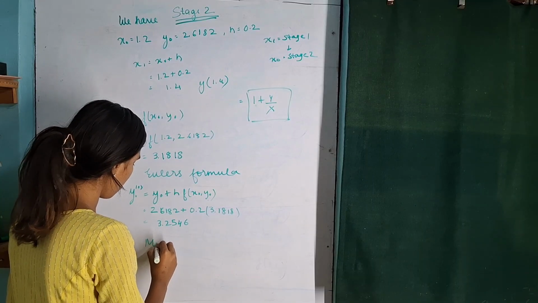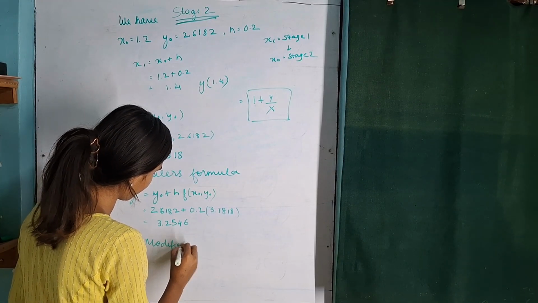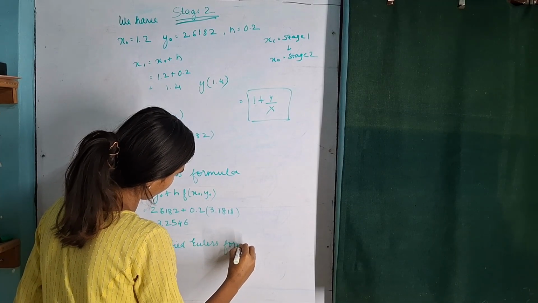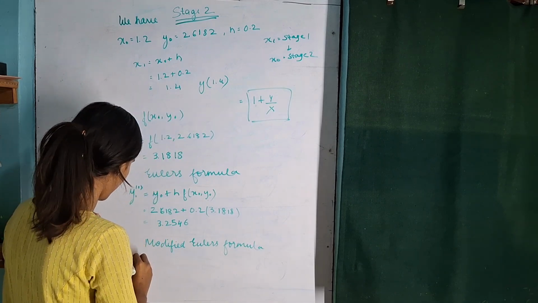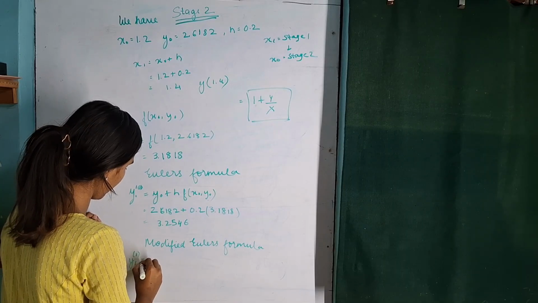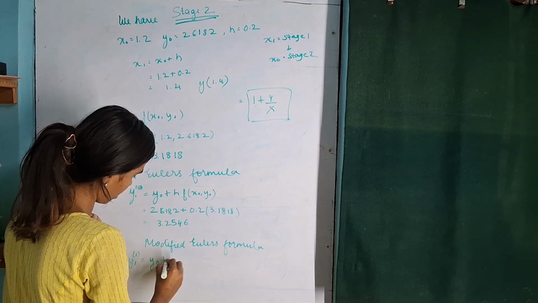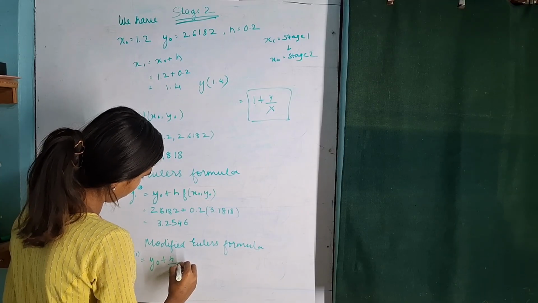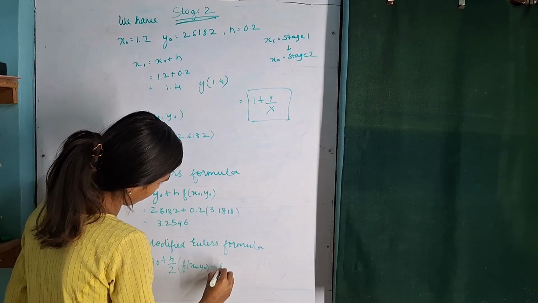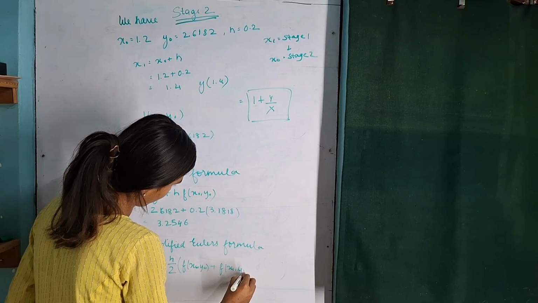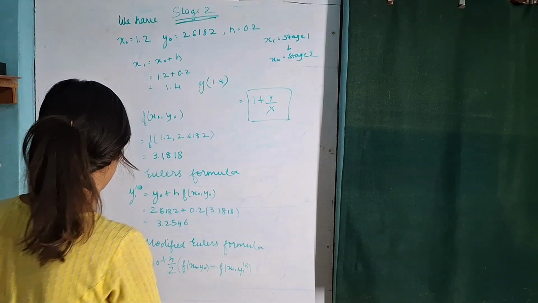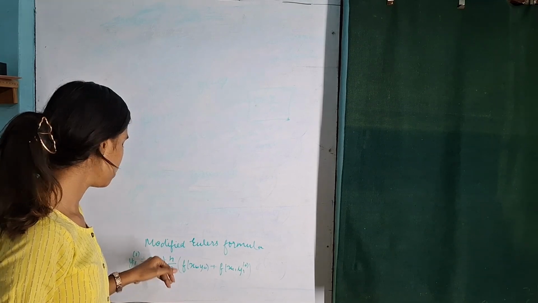Now you are going to calculate modified Euler's formula. What's the formula for that? This is y1 0, and this is going to be y1 1. The formula is y0 plus h by 2 bracket f of x0 comma y0 plus f of x1 comma y1 0. So this is your modified Euler's formula. We will solve for this, y1 of 1.